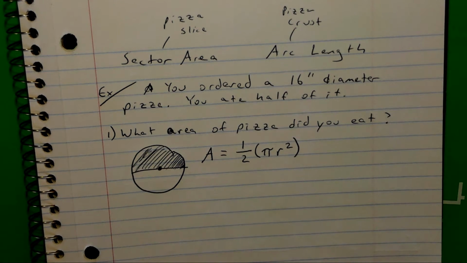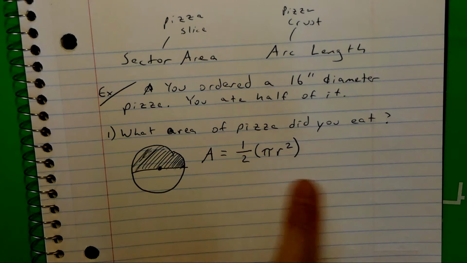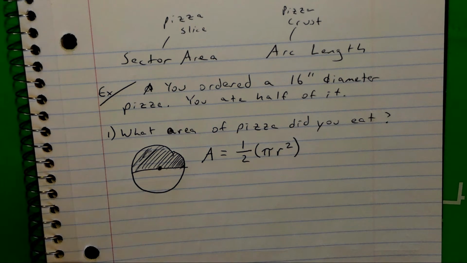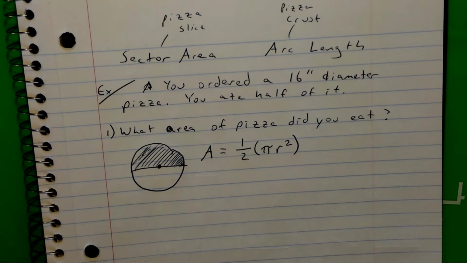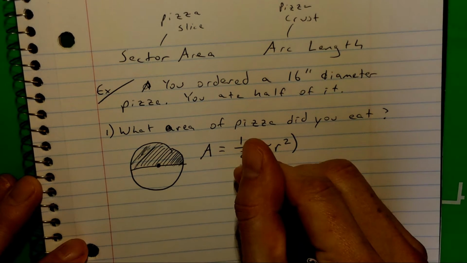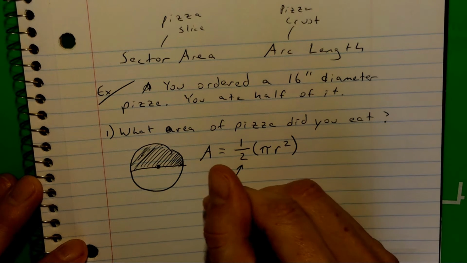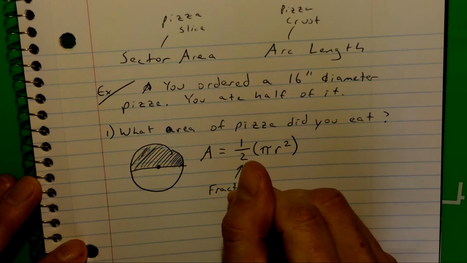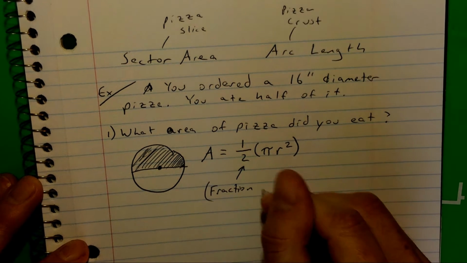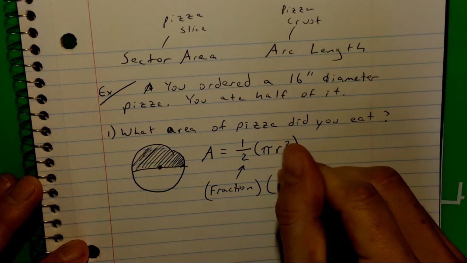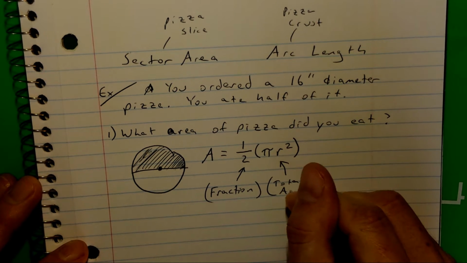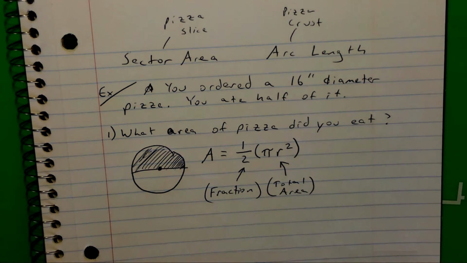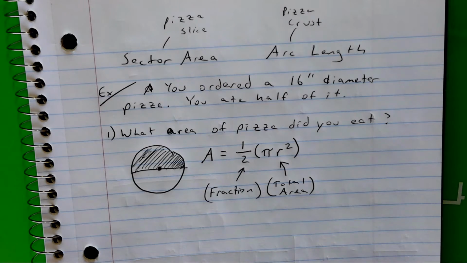Okay? So the idea here, very simple, right? It's half of the total area. And when we're finding any size sector, we're going to set up the problem the same way. So we're going to take some fraction and multiply that fraction by whatever the total area is of the complete circle.